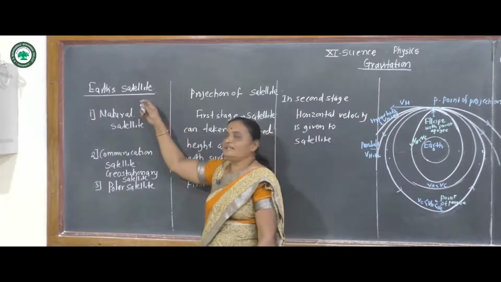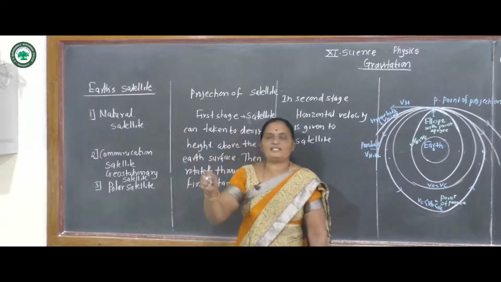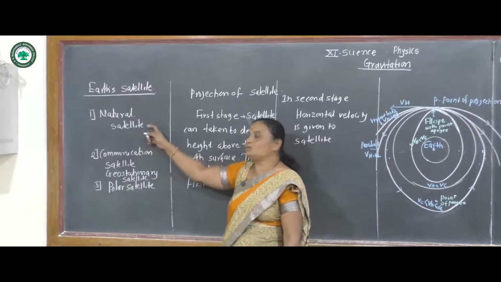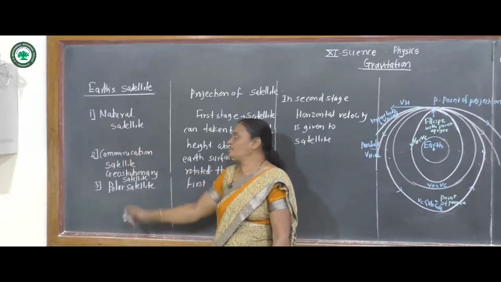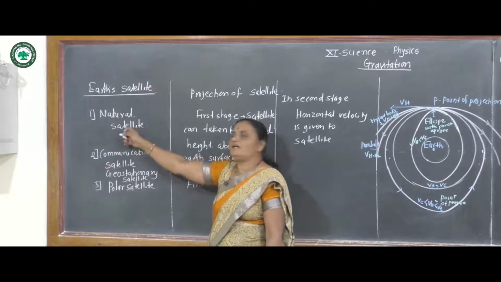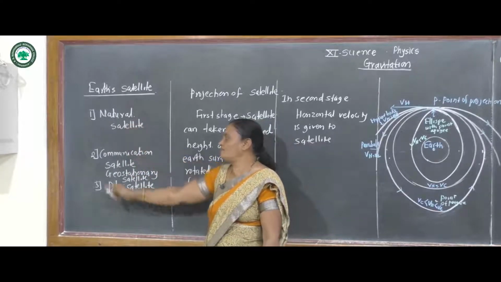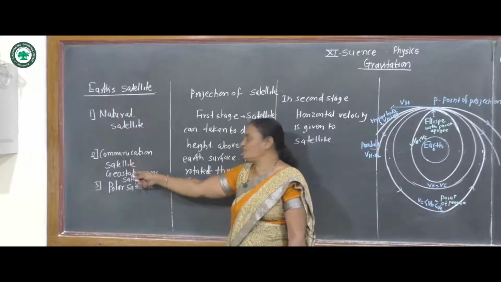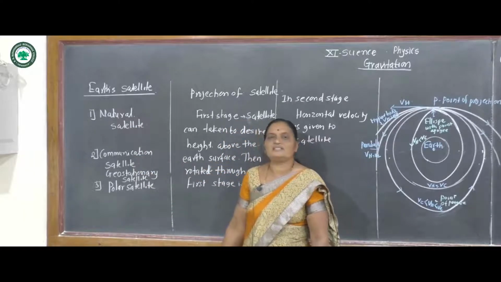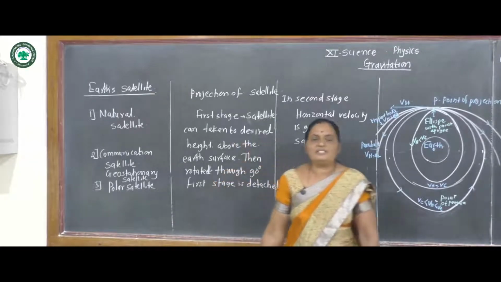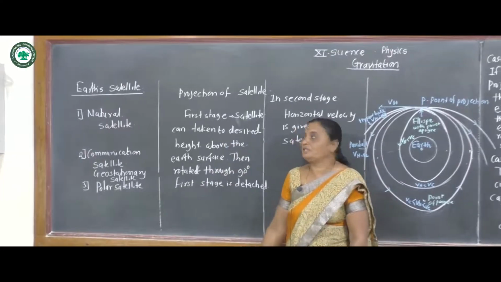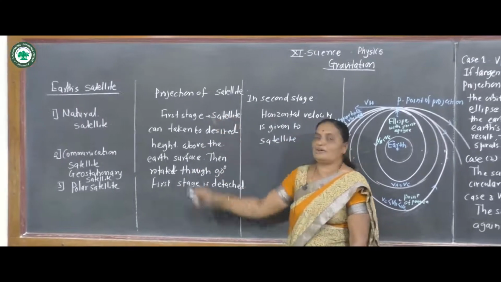The satellite is the object that revolves around the Earth. There are two types of satellite: natural satellite and artificial satellite. Moon is only a natural satellite, and artificial satellites are communication satellites, geostationary satellite, and polar satellite. Now we study how to launch, or how there is a projection of satellite.